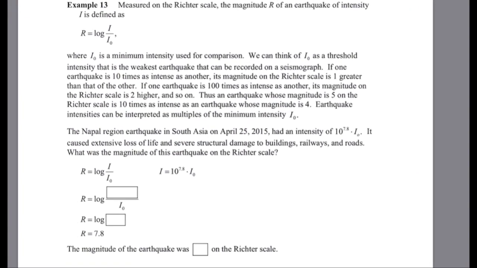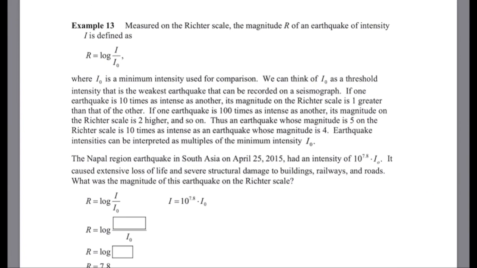The last example is measured on the Richter scale of a magnitude. The Richter scale is equal to the logarithm of I over I sub 0, where I sub 0 is the maximum intensity used for comparison. We can think of I sub 0 as a threshold intensity that is the weakest earthquake that can be recorded on a seismograph. If one earthquake is 10 times as intense as another, its magnitude on the Richter scale is 1 greater than that of the other.